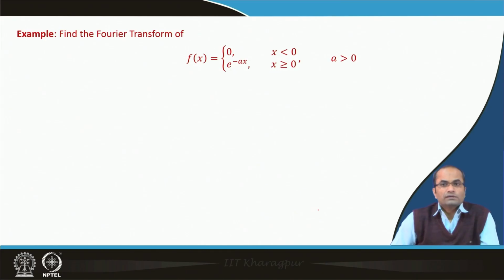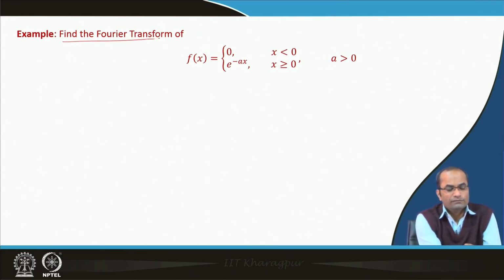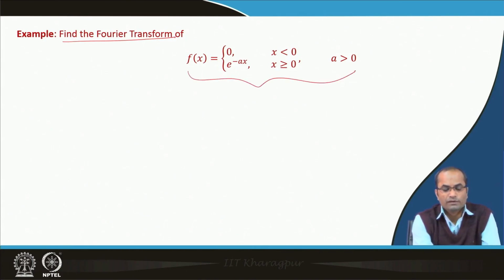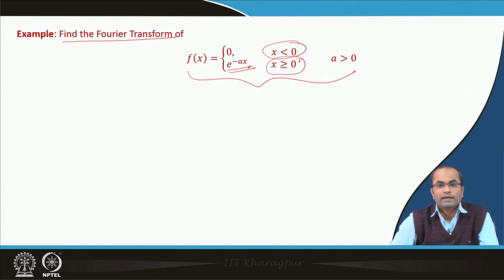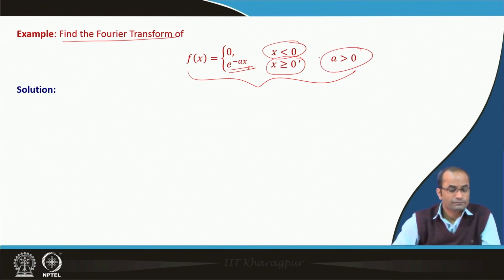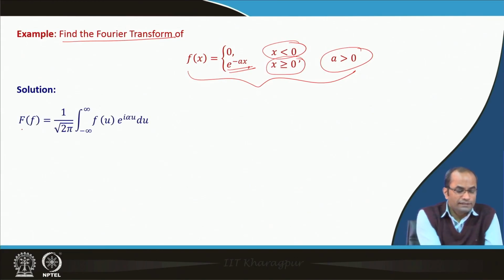Okay, so just two examples based on this Fourier transform. We want to find the Fourier transform, for instance, of this function, which is defined as 0 for x negative, and when x is positive it is defined as e power minus a x, where a is a positive number. So we take the Fourier transform, this definition with the plus sign: 1 over square root 2 pi, integral of f u e power I alpha u du.